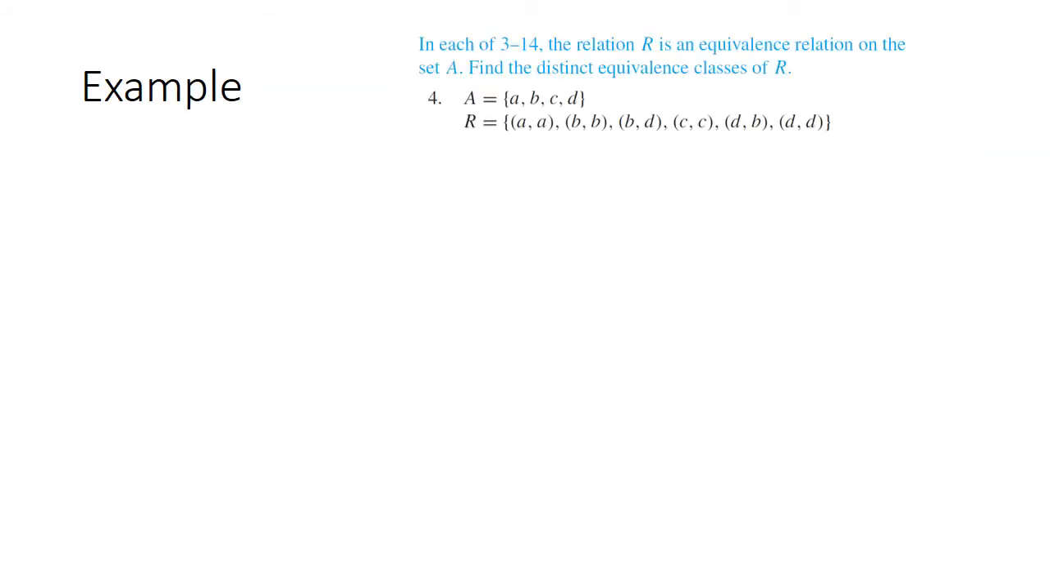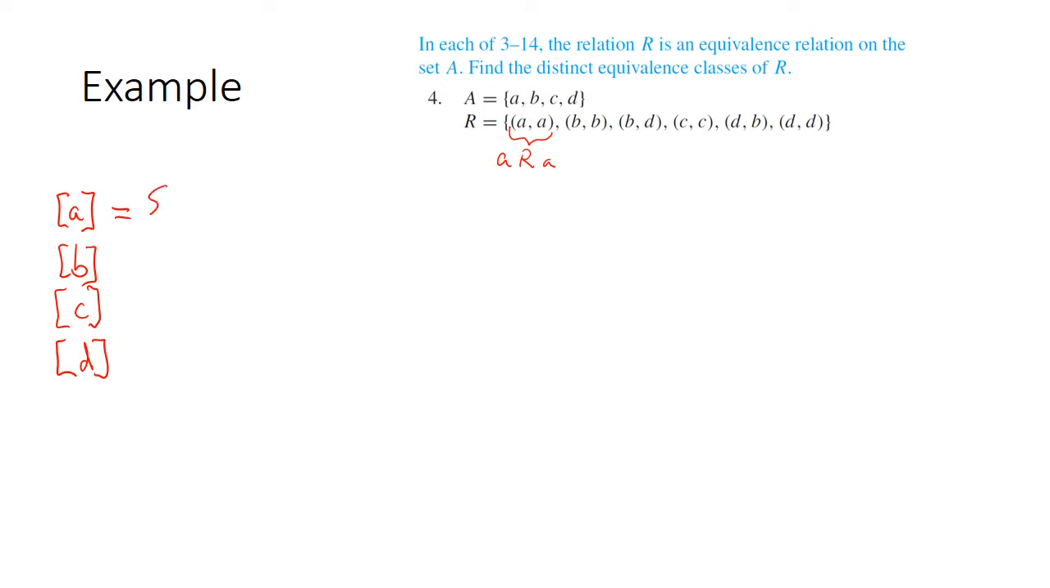Okay, so let's look at a quick example to make sure we've got the idea of how the equivalence classes work. Here we have the set A, which is little a, b, c, and d, and the relation here is given by these ordered pairs. For example, this one here means that a is related to a, and so on and so forth. We want to find the distinct equivalence classes of R. So I'm just going to go through all of the elements of A and find out what their equivalence class is. I'm just going to find these four things.